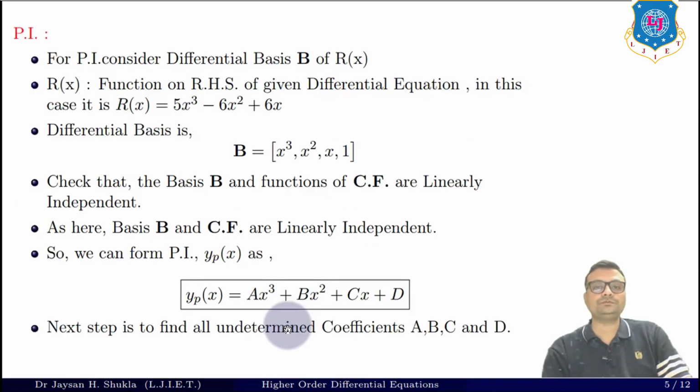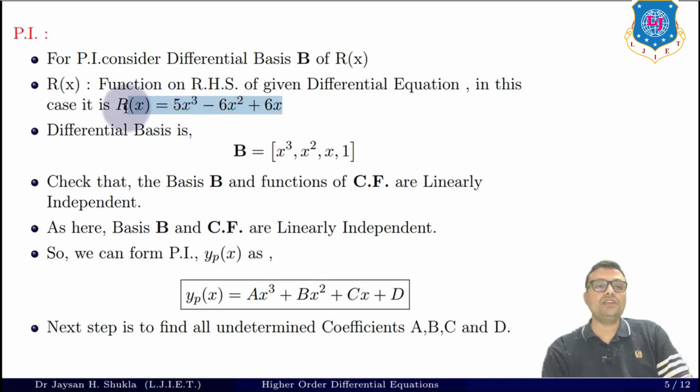Now let us move to the particular integral. This is how the method of undetermined coefficients will start. For the particular integral, consider the differential basis, capital B of R(x). Over here, R(x) is a polynomial function 5x cubed minus 6x squared plus 6x, and therefore I need to take the differential basis for this function.